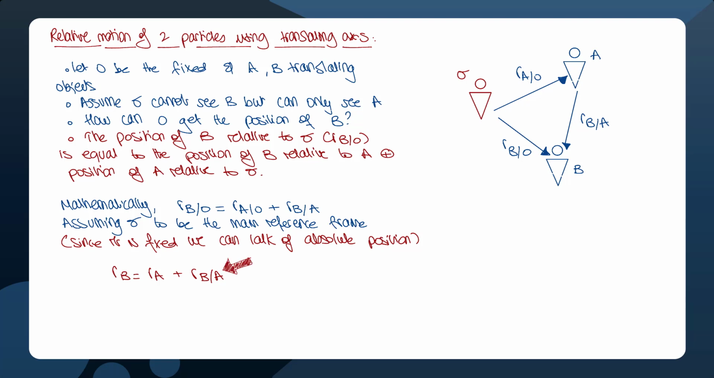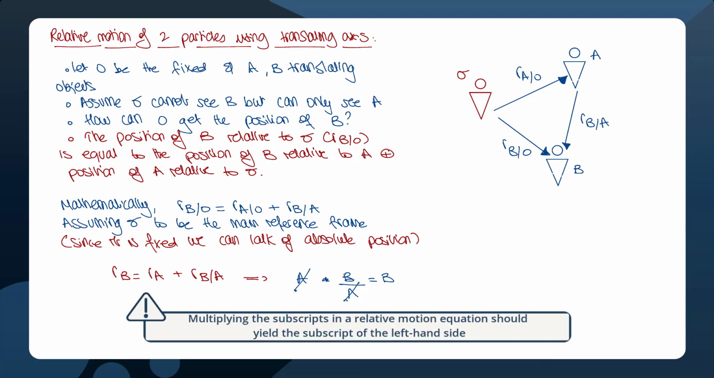Now this is the main expression for relative motion analysis, and in order to remember how the different terms come in the equation, one can look at the subscripts of the right hand side. So we have A and B/A, and by taking the multiplication of those subscripts, you should always end up with the subscript of the left hand side. In this case, we have A times B/A, then A and A cancel out and you're left with B, and so you know that the equation you've written here is the correct expression of relative motion.